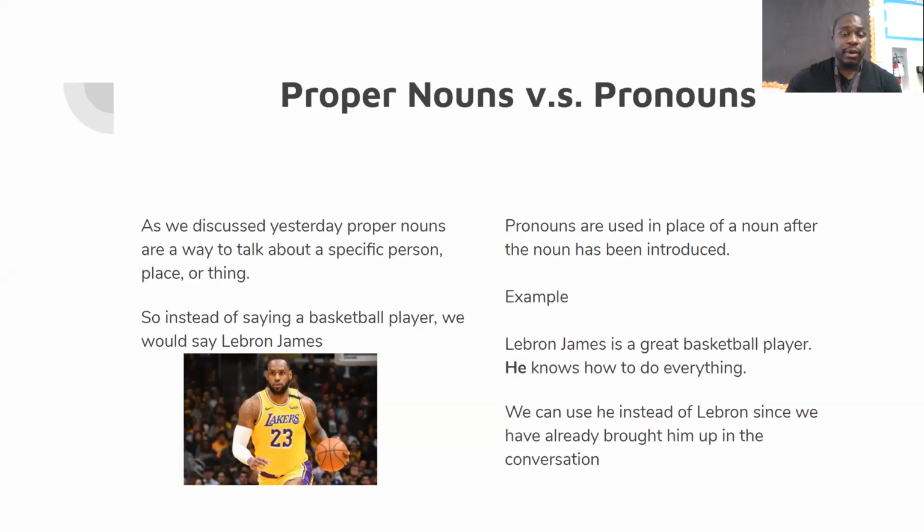And this is what I was talking about earlier. If you're talking about a basketball player, hey, we don't need to capitalize "basketball player." But once I say LeBron James, he's a specific basketball player. So I need to make sure that I capitalize his name.